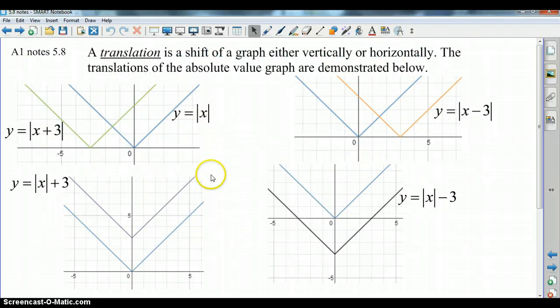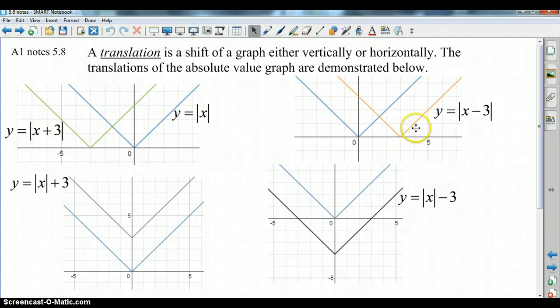Alright, so a translation is a shift of the graph. It could be vertical or horizontal. It depends on where that number is that's changing it. So the translations of the absolute value graph are shown below. The first graph that you see here in blue, you can see the parent function, y equals the absolute value of x. Where the green graph, the only thing that's changed is we've put a plus 3. Now strangely, when you work inside the parentheses, a plus 3 actually moves the graph left 3 places.